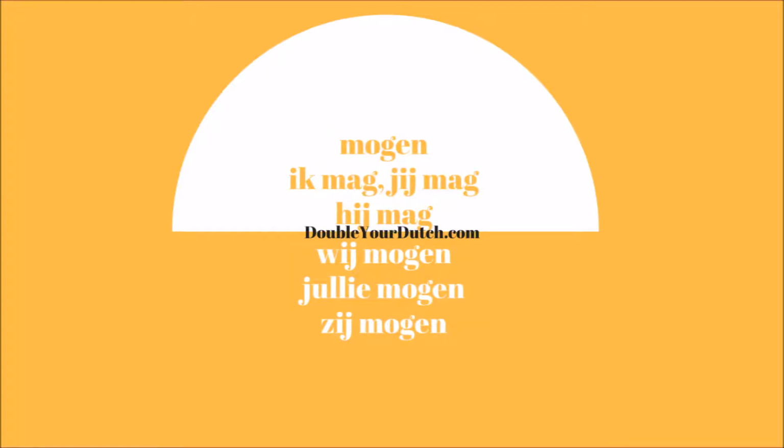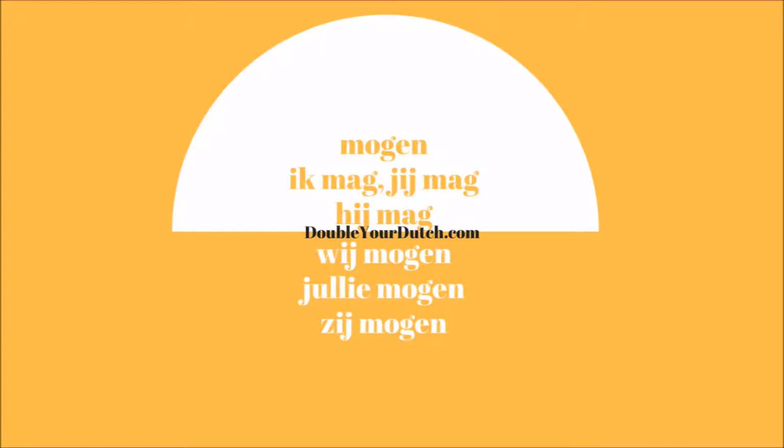Let's look at mogen, which is to may. Ik mag, irregular. Jij mag, hij mag. Okay, this is unusual. All the singular versions are the same and they're irregular. So you just have to remember them. Ik mag, jij mag, hij mag. And then wij mogen, jullie mogen, zij mogen. So that's, of course, again, regular, just like the full verb.